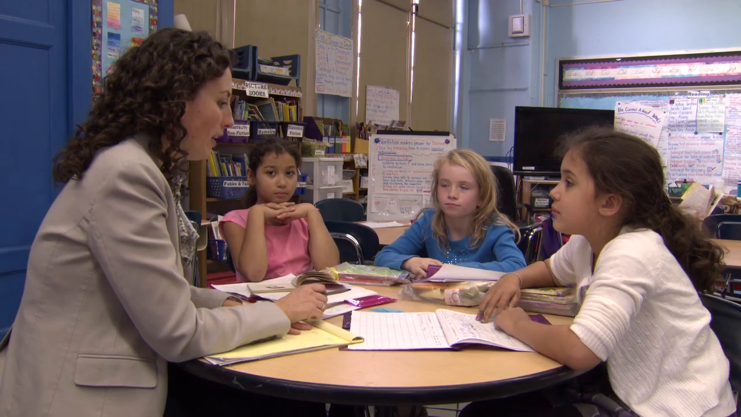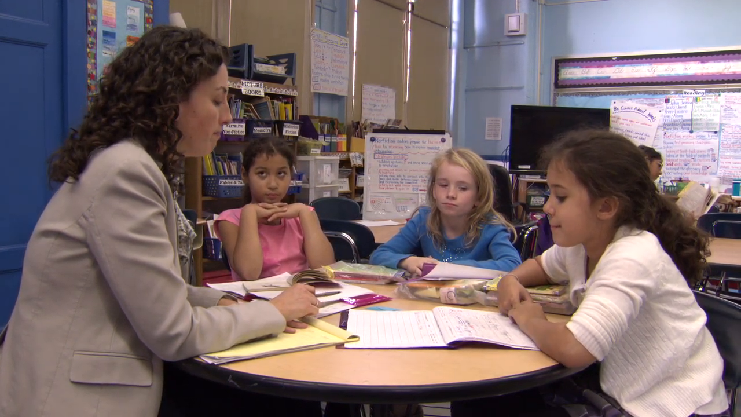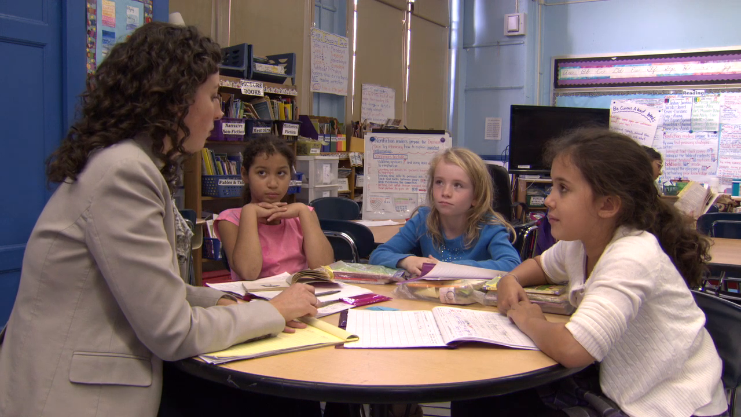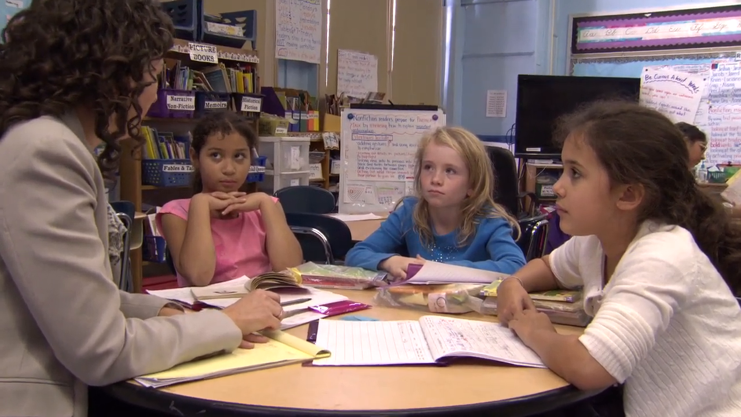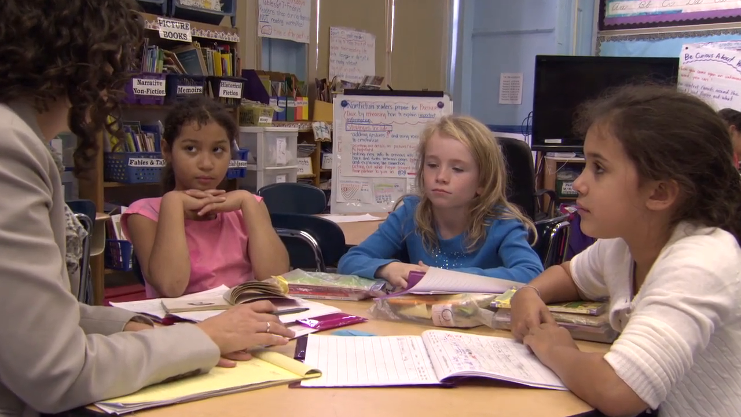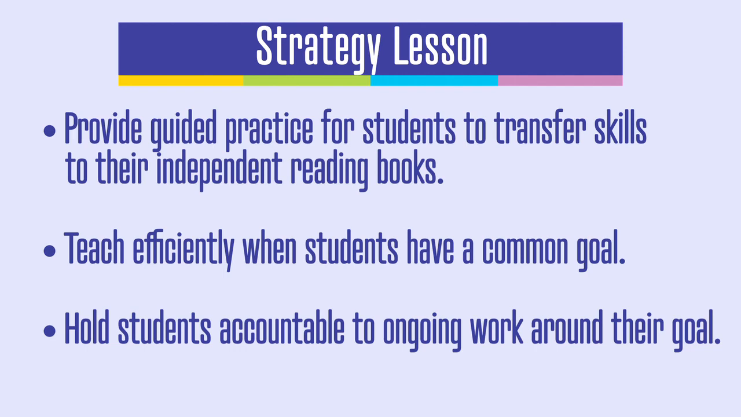A small group of 3 to 4 students can be gathered for a strategy lesson in order to target an area of need. The 7 to 10 minutes spent teaching a strategy lesson can save instructional time in individual conferences and give students the benefit of knowing that others are practicing the same strategy. Choose a strategy lesson when you want to provide guided practice for students to transfer skills to their independent reading books, teach efficiently when students have a common goal, hold students accountable to ongoing work around their goal.